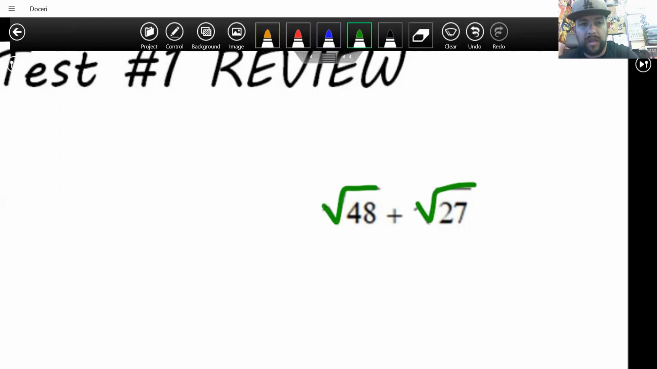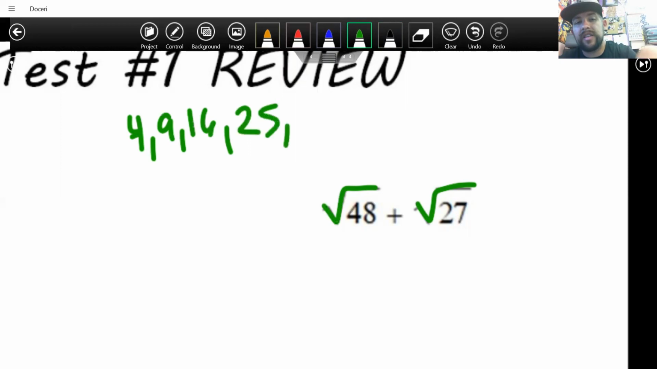This is 1 times 1 is 1. 2 squared is 4. 3 squared 9. 4 squared 16. 5 is 25. 6 is 36. 7 is 49. And I think we can just stop there because the numbers are less than 48.